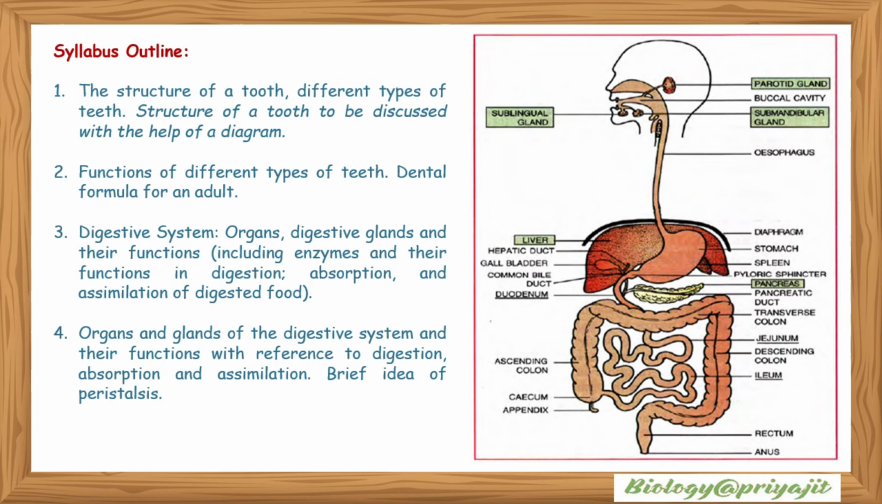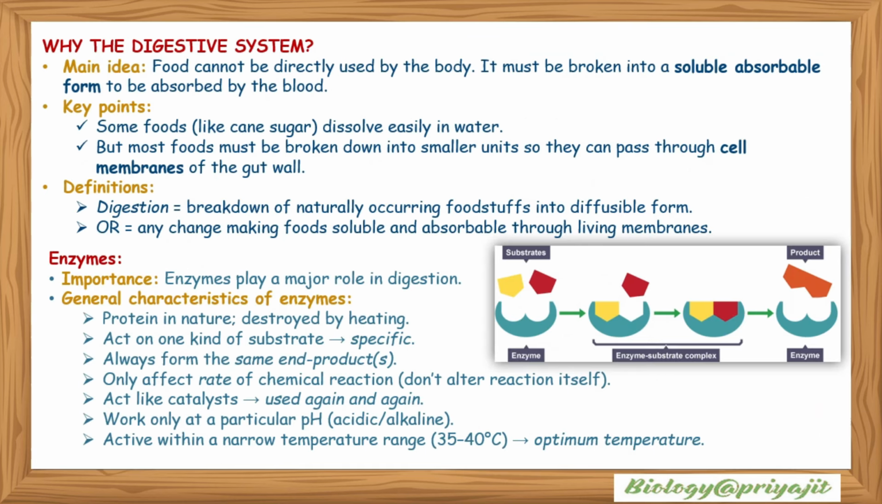This is the image showing the digestive system of human. Why is the digestive system needed? Food cannot be directly used by the body. It must be broken into a soluble, absorbable form to be absorbed by the blood. Some foods like cane sugar dissolve easily in water, but most foods must be broken down into smaller units so they can pass through cell membranes of the gut wall.